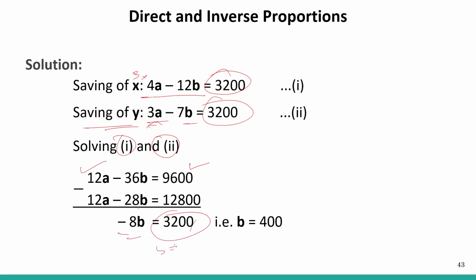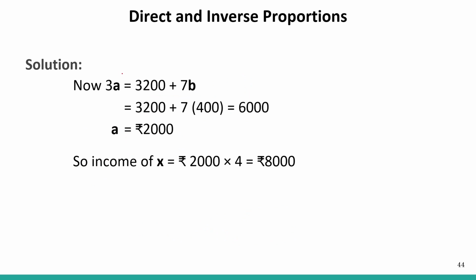So b is equal to 400, right? So b is equal to 400 is what we arrived at. Now 3a is equal to 3,200 plus 7b. So this will be 2,000 rupees in total.